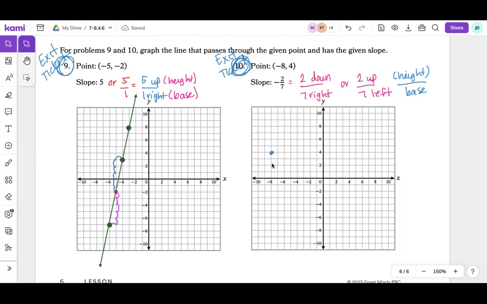It's starting at -8, 4, and it's got a slope of -2/7. Reminder that that's going to be a falling line, so it should be going down as it goes to the right. And that is the lesson. Get your notes checked before you do your exit ticket.